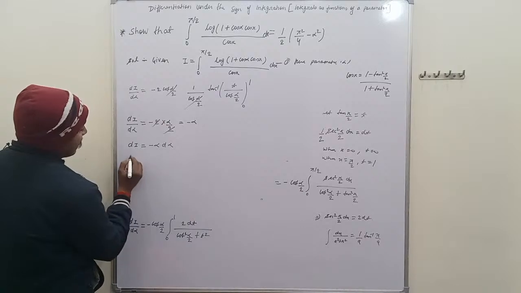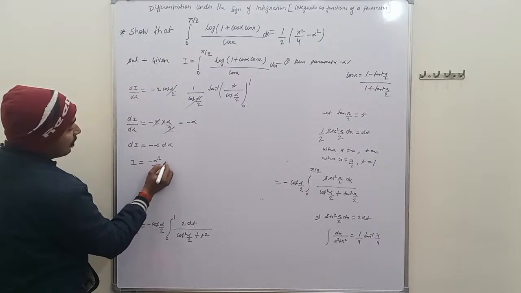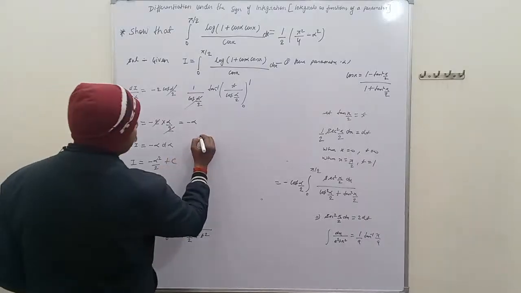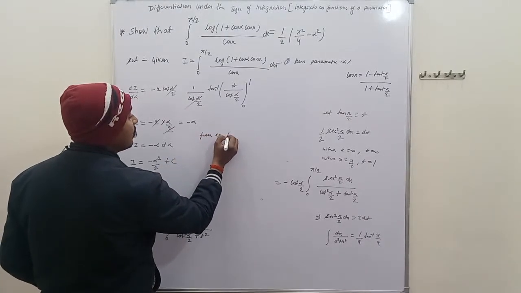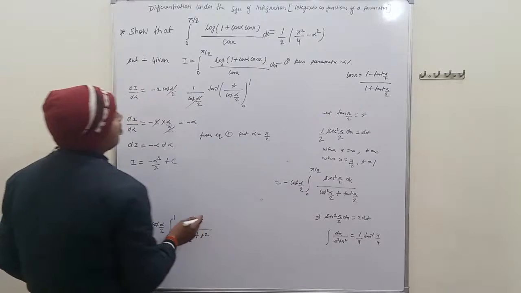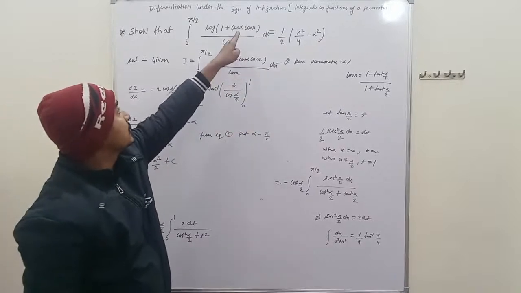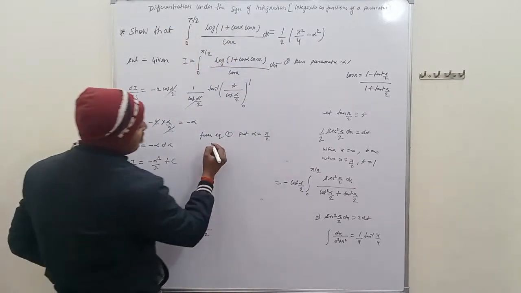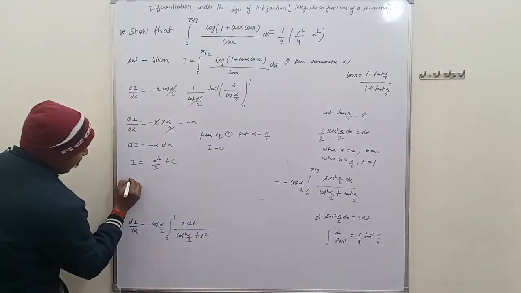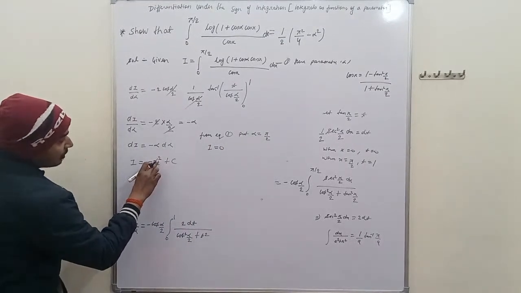Further we have to solve. On integrating both sides, I is equal to minus alpha square upon 2 plus c, and we have to find the value of I from equation 1. Put alpha is equal to pi by 2, and the value of cos 90 is 0. So from here we get I is equal to 0. Further we put I is equal to 0 and alpha is equal to pi by 2.